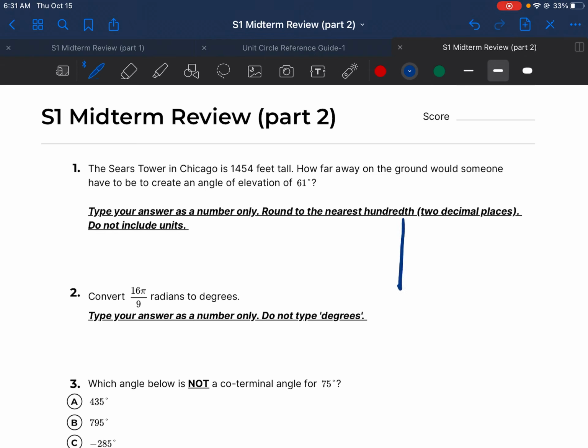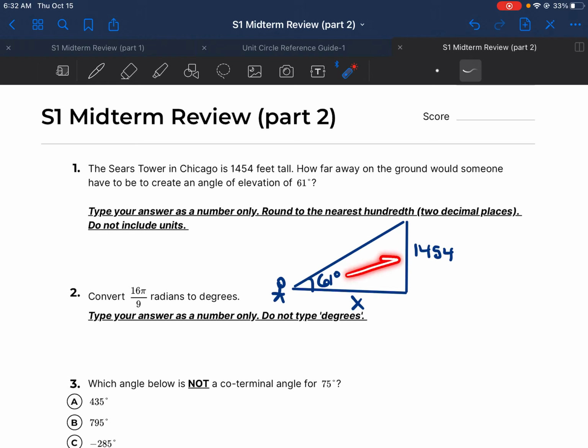So here's my Sears Tower, and there's my Sears Tower, and somewhere over here on the ground is some person creating an angle of elevation of 61 degrees by looking up to the top of the Sears Tower. Again, we know it's 1,454 feet tall, and we're trying to find how far away on the ground that person is, which would be this distance x. So notice that relative to the 61 degrees, 1,454 is the opposite. What we're looking for, x, is the adjacent.